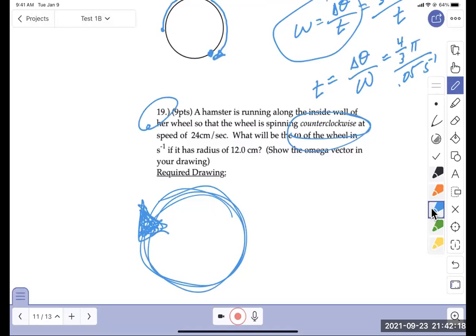A hamster's running along the inside wall of her wheel so that the wheel is spinning counterclockwise at a speed of 24. That's actual V. What will be the omega of the wheel in inverse seconds? Now, omega is going to be positive. If it has a radius of 12 centimeters, so R equals 12 centimeters. Always draw as you read. Show the omega vector in your drawing. It's going to be a dot, and you can't really show the length because it's a dot. But you're showing that it is going counterclockwise.